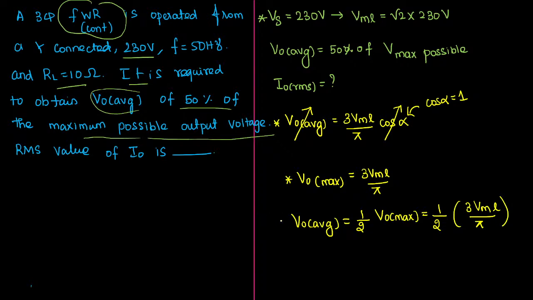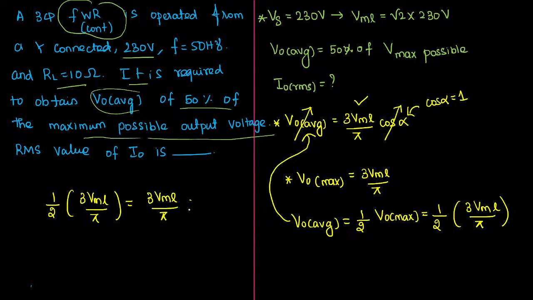Now I can substitute this expression in the LHS because the generalized formula we know. So in the LHS, if you substitute half of 3 times maximum line voltage by pi, this is the resultant answer you will be getting when you reduce this expression. They are telling that V0 average, when you reduce it, will become equal to half of the maximum expected output voltage. That is the key. I hope you guys understood. This is the generalized expression of V0 average.